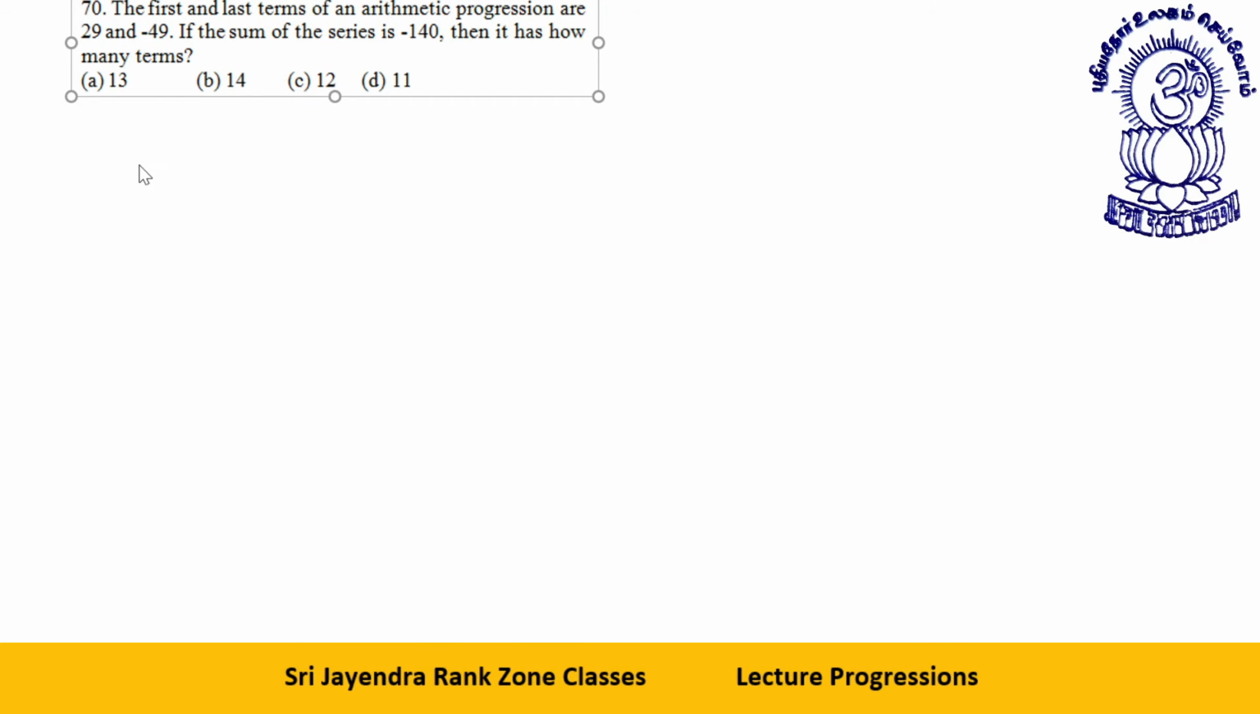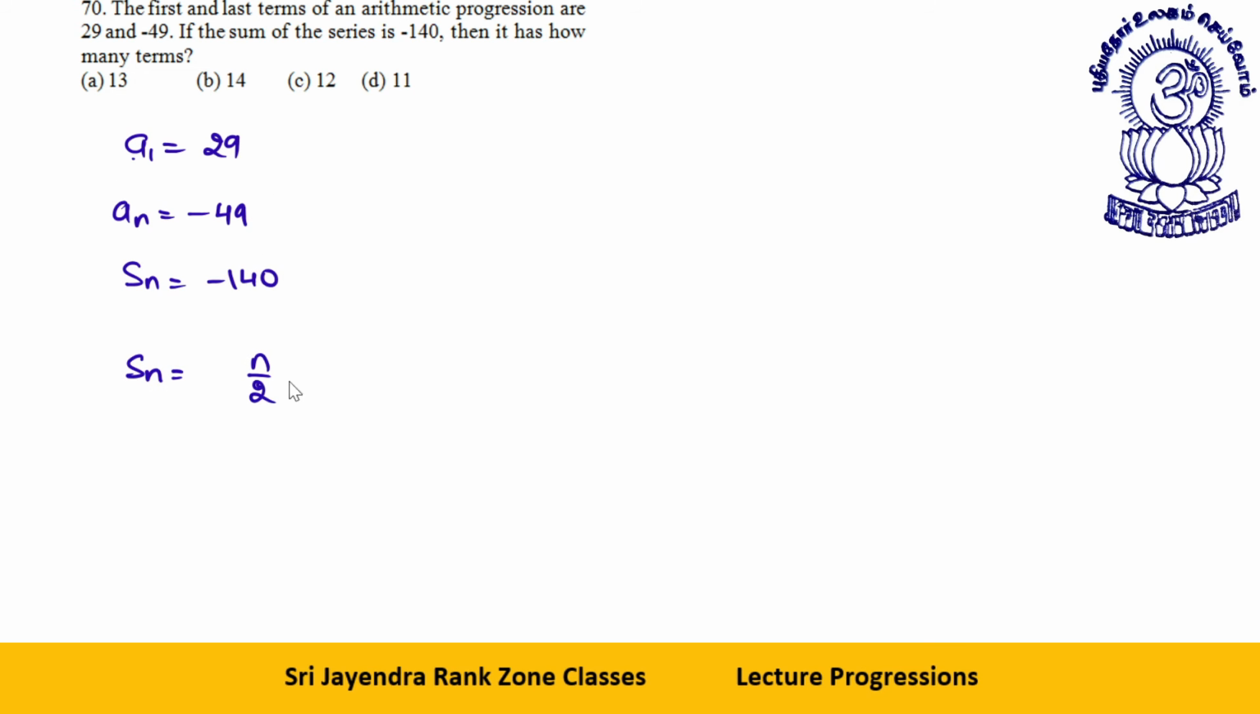The first and the last term of an arithmetic progression are a1 is equal to 29, an is equal to minus 49. Sum of the series is minus 140. Then it has how many terms? See, dear students, we have a direct formula for sum of n terms, that is n by 2 into a plus l, or an. Here we have minus 140 is equal to n by 2, first term is 29, last term is minus 49.